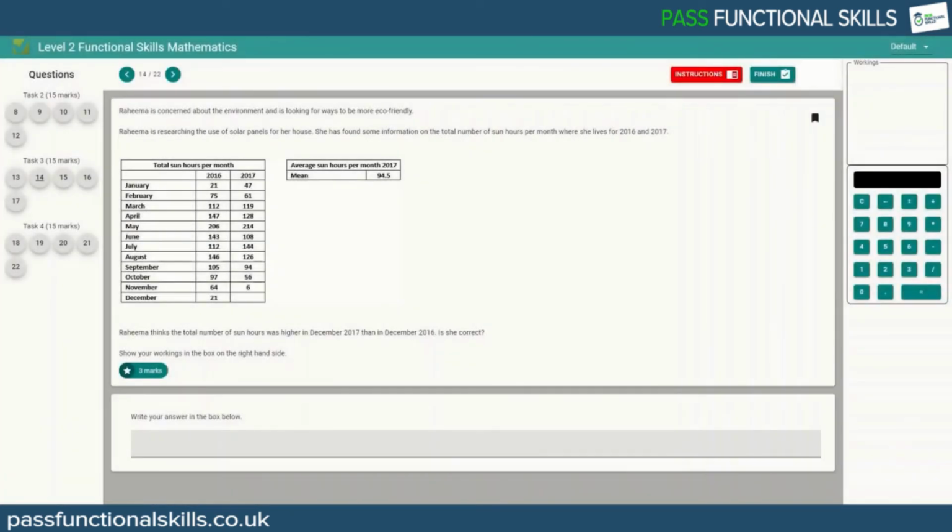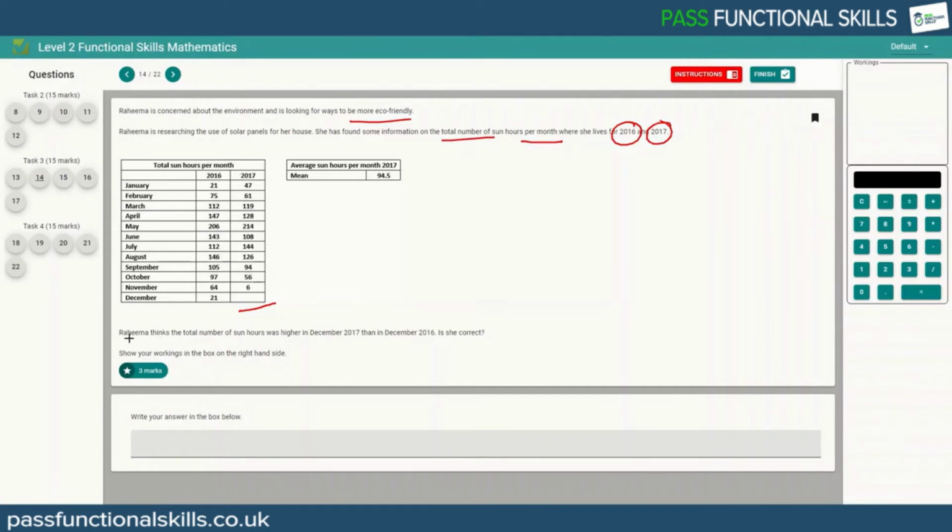Moving on to the next question, we're told Rahima is concerned about the environment and is looking for a way to become more eco-friendly. She's been researching the use of solar panels for her house and has found some information about the total number of sun hours per month for where she lives for the years 2016 and 2017. The two tables that we get given, the first one shows the value for each month for the total number of sun hours, with one missing data point for December 2017. We're also told that the average sun hours per month in 2017, or the mean value, is 94.5.